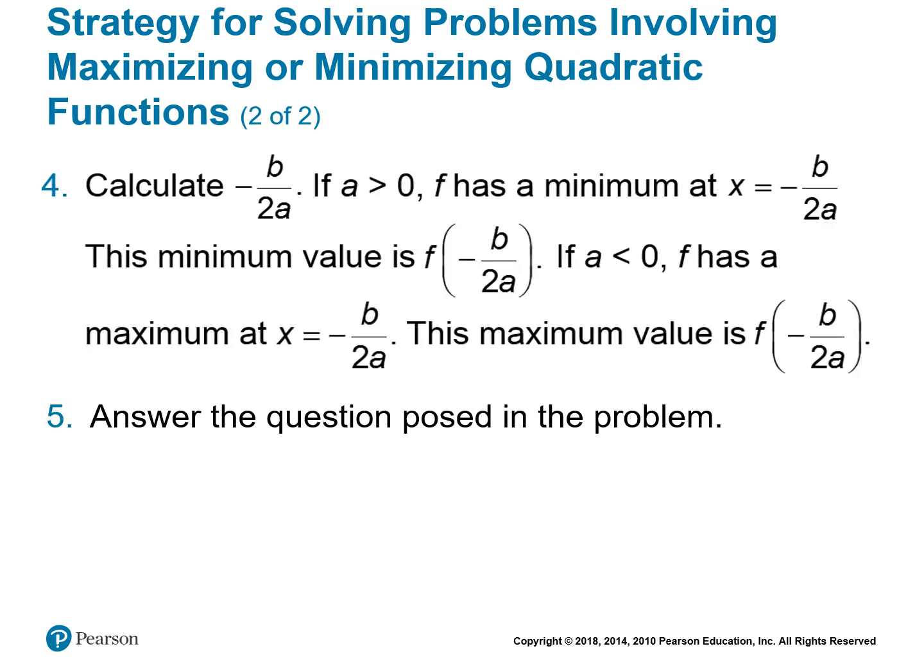In step 4, it says find the coordinates of the vertex by using the formula minus b over 2a to get the x coordinate. If a is greater than 0, f has a minimum at x equals negative b over 2a, which means it's an upturned graph, and this minimum value is f of negative b over 2a. If a is less than 0, f has a maximum at x equals negative b over 2a. The maximum value is f of negative b over 2a, and then answer the question posed in the problem.